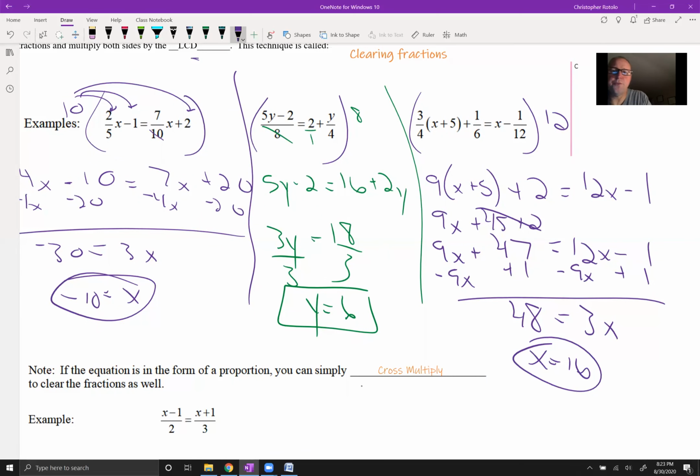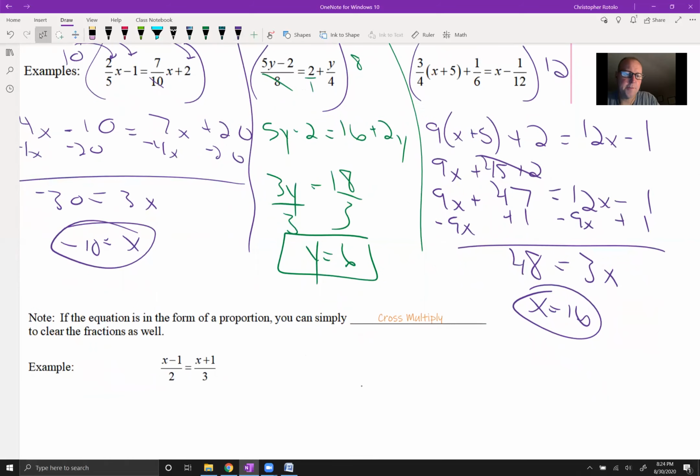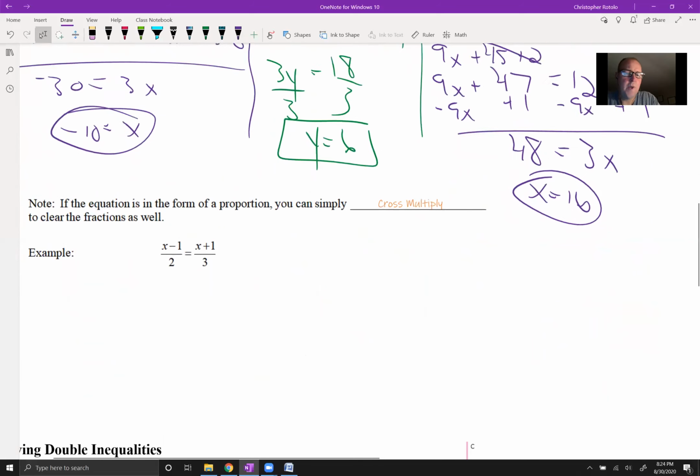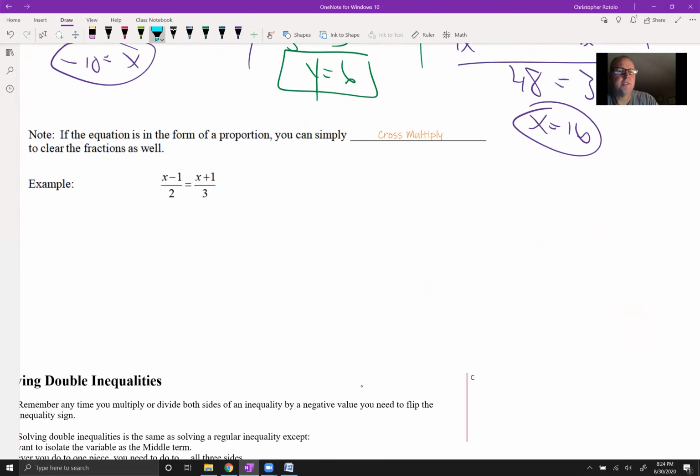All right, so clearing fractions, hopefully that was something you hit pretty good in Algebra 2, so we know to get rid of all those fractions. A lot easier to work with. You don't have to worry about common denominators, add and subtract. And if you go way back to probably 8th grade or before, one of our favorite things to do is to cross multiply. Remember, you have to have simply 2 fractions that equal to each other to do that.